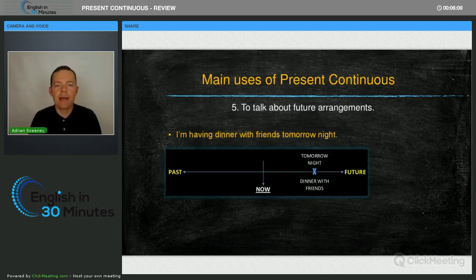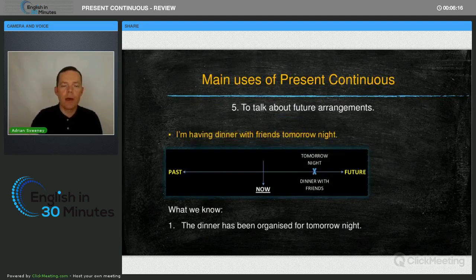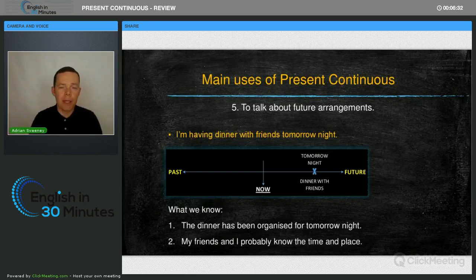So I'm having dinner with friends tomorrow night. So you can see the timeline. It's about the future. What do we know? We know that the dinner has been organized. So it's more than just a plan. It's not just a plan in my head. It's not just something I want to do. I've organized it. I've talked to other people. I've talked to my friends. And we probably, my friends and I, probably know the time and the place.